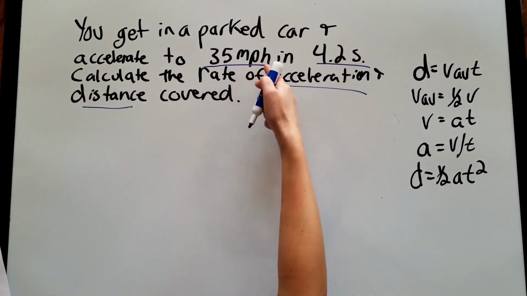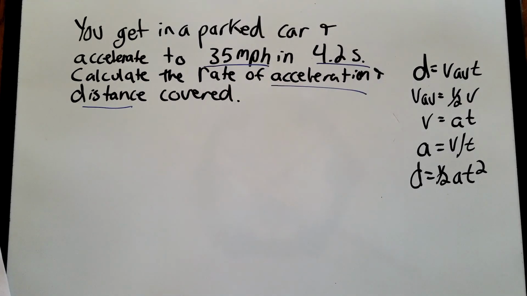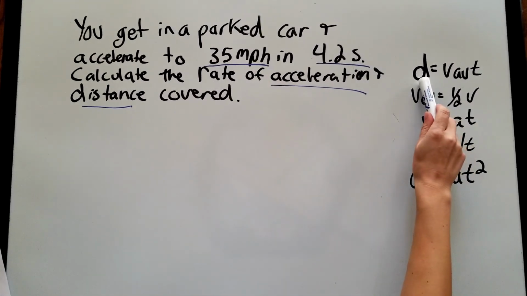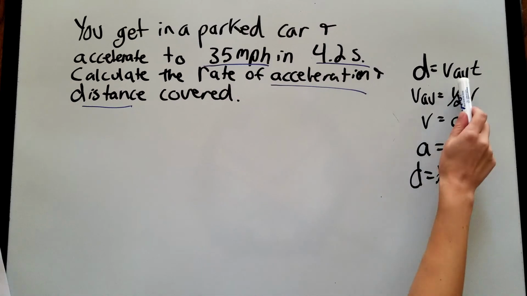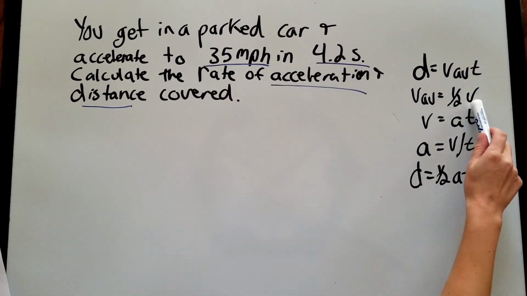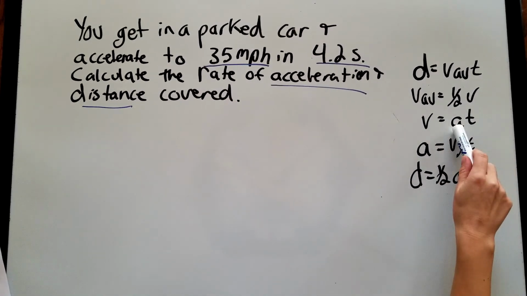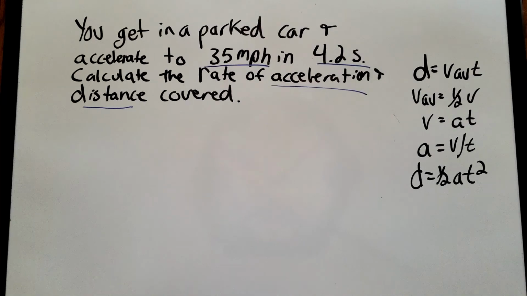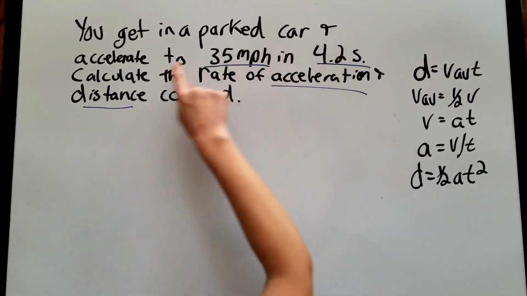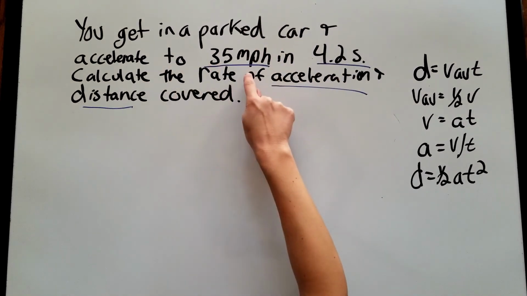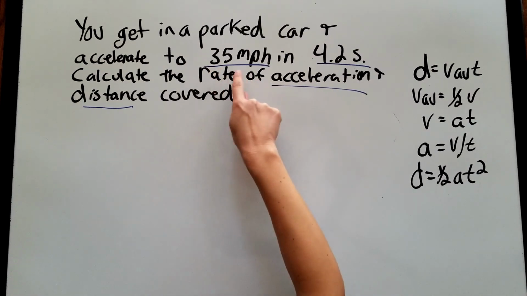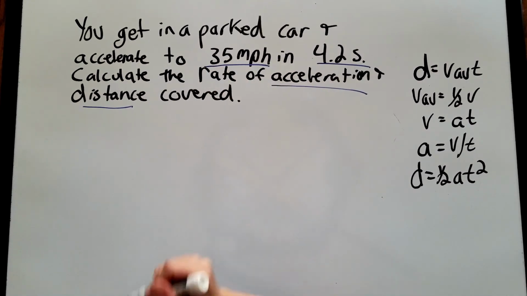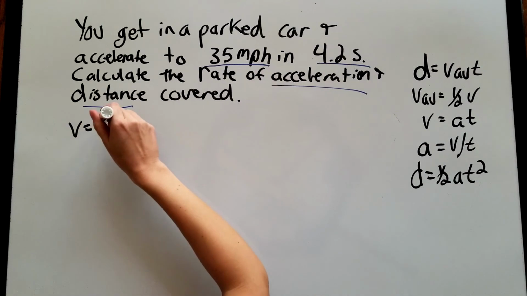So I have 35 miles per hour. What is that? Is that a distance? Is that an average velocity, a time, a regular velocity, an acceleration? What piece of information is that? Well, it's actually a velocity. I know it says you get in a car and you accelerate to 35 miles per hour. This is not an acceleration though. This is a velocity. I know that because of the units.